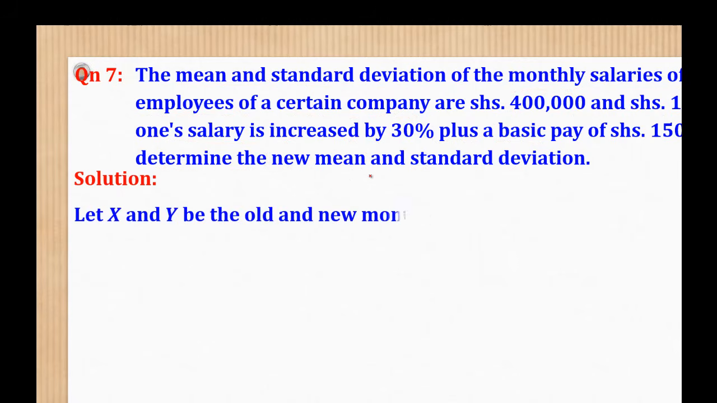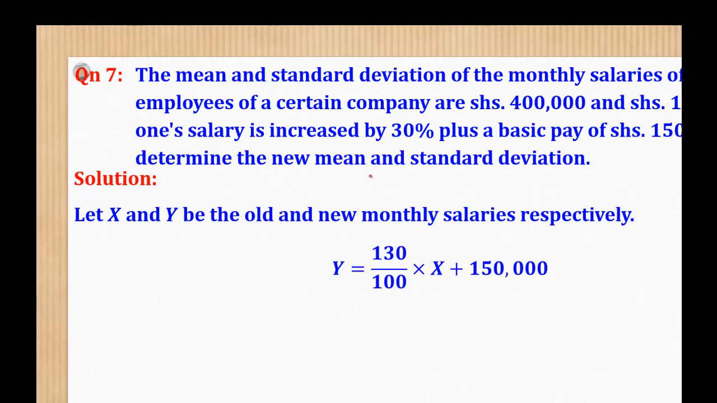So one shall let X and Y be the old and new salary. So X denotes the old salary, and Y means the new salary. So the new salary was increased by 30%, and also there's an additional amount of 150,000. So that simplifies to that.